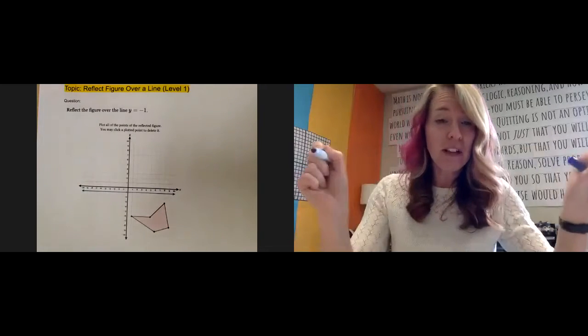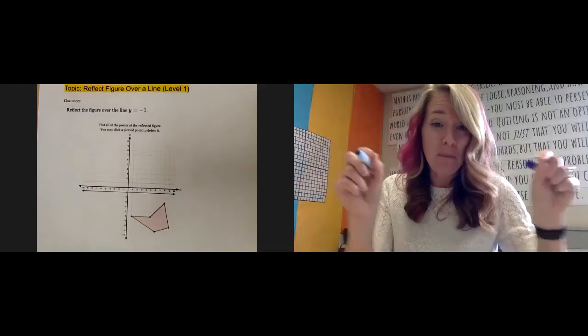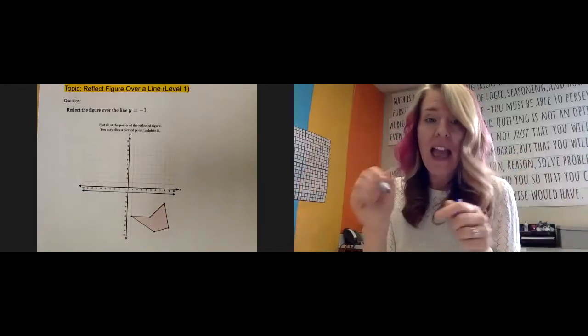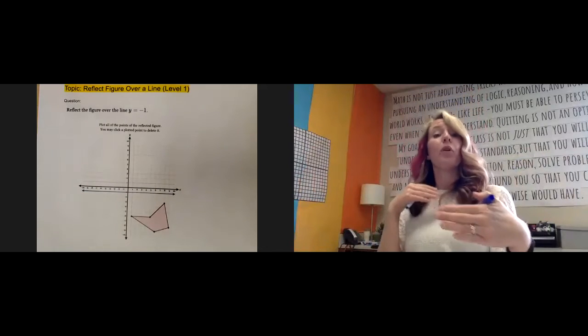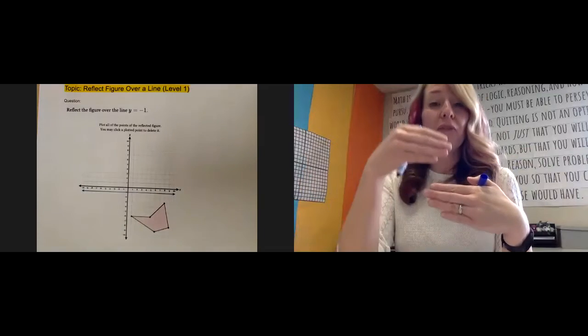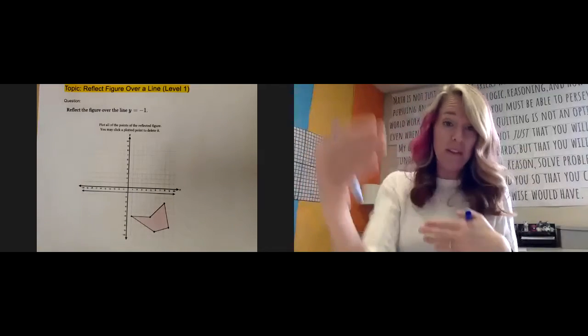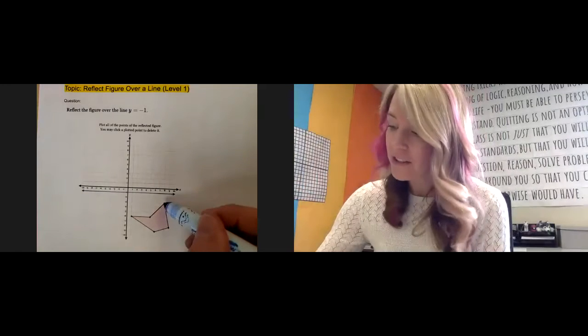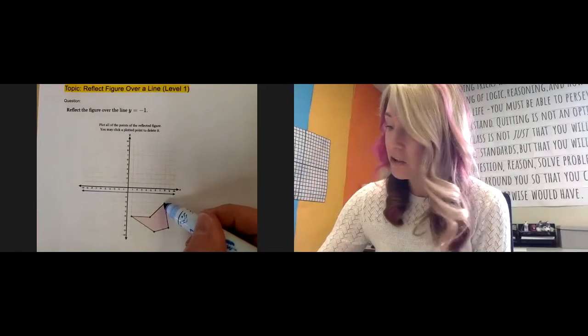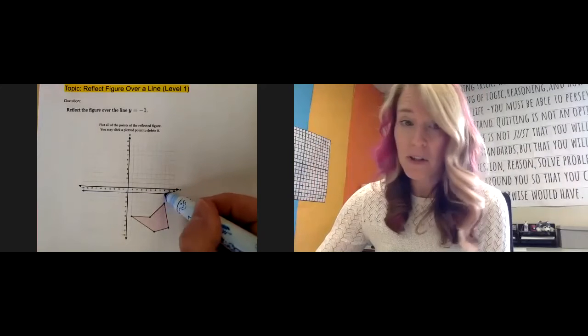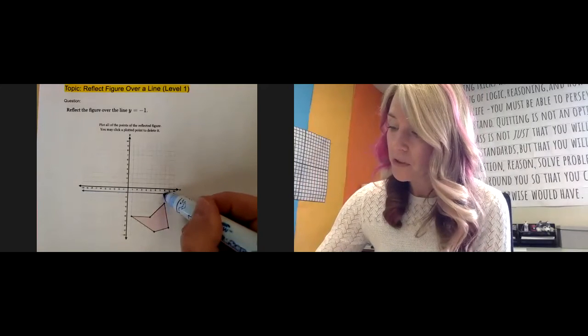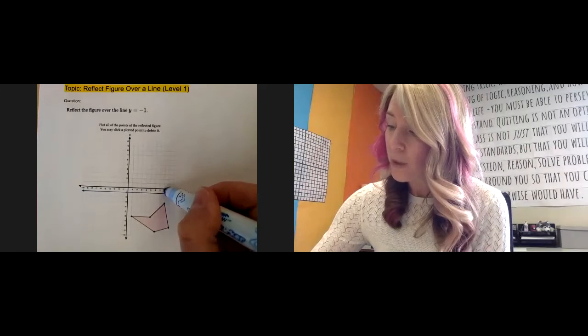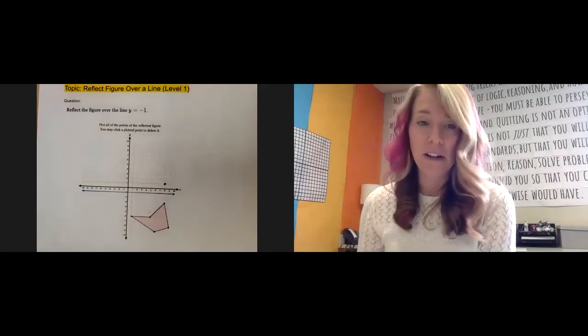Imagine that that line of reflection, in this case, y equals -1, is the mirror. How many steps away is each point from the mirror? And so your reflection is going to be the same amount of steps away in the opposite direction. So if this is the point we're focusing on, imagine this is a little guy standing here and he's looking at a mirror and he's 2 steps away. So he's 1 step, 2 steps away. So his reflection is going to be 1 step, 2 steps away, the opposite direction.